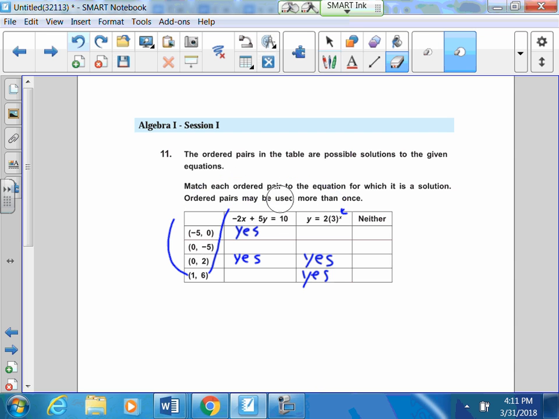And then they're going to finish filling out the column that says neither. That would be 0, 5. That doesn't work for any of them. So those would be your answers.